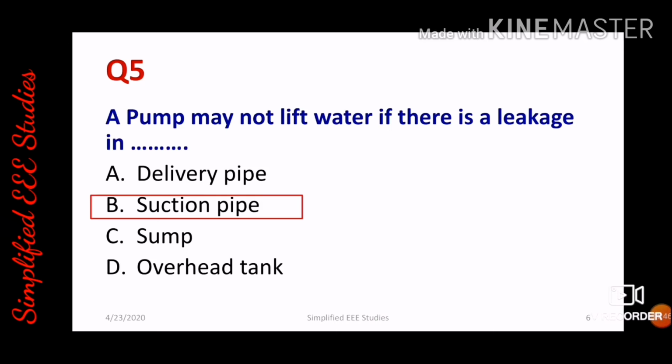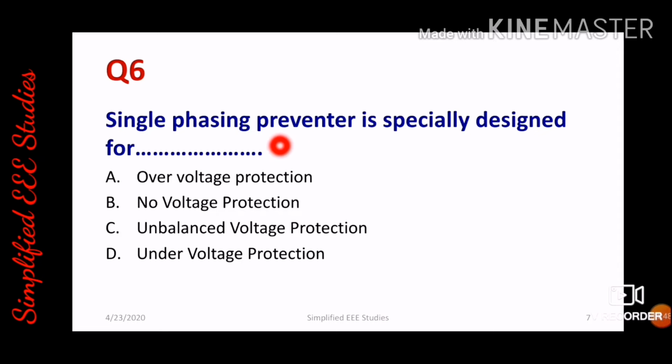Moving on to the next question. A single phasing preventer is specially designed for overload protection, no voltage protection, unbalanced voltage protection, and finally under voltage protection. Here, no voltage protection is the right answer. That means a single phasing preventer is specially designed for no voltage protection.